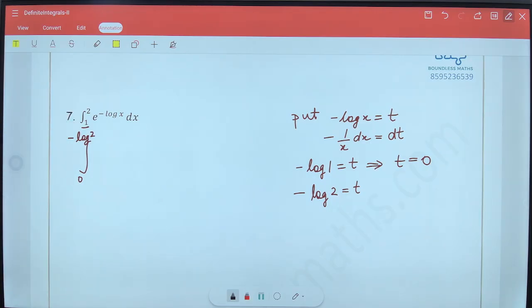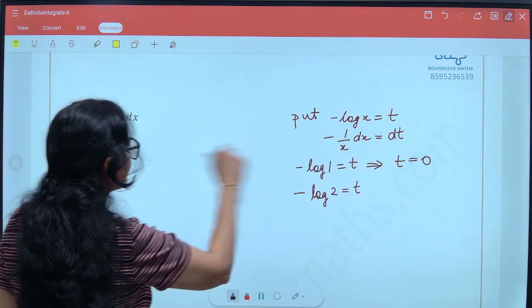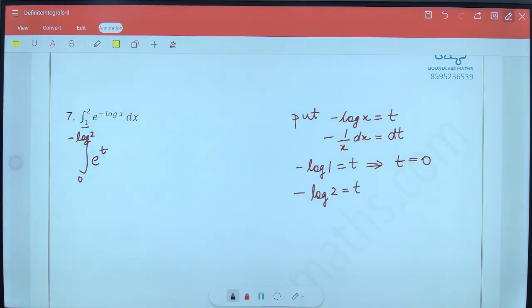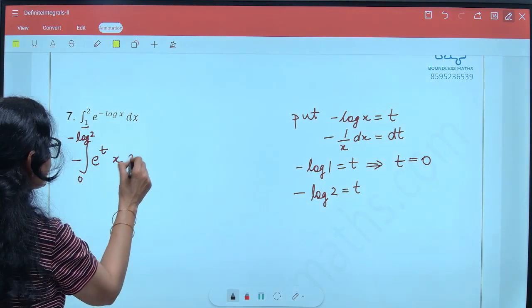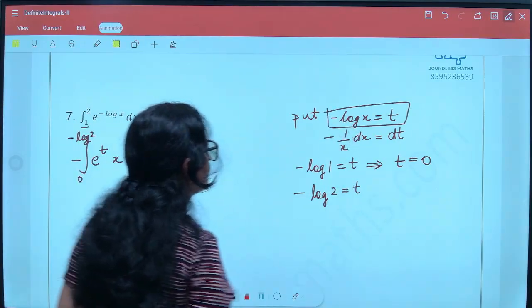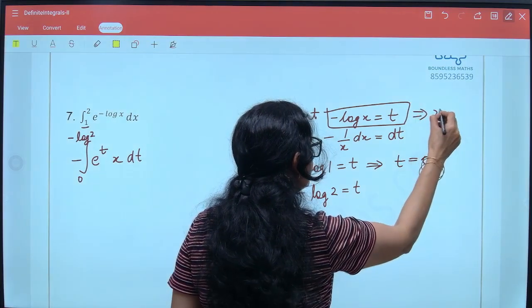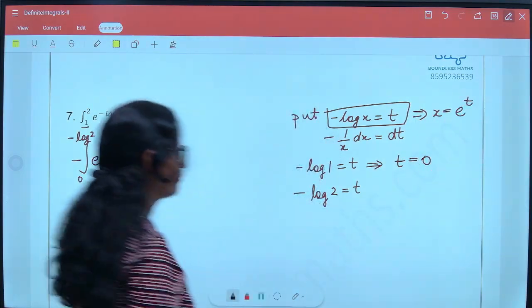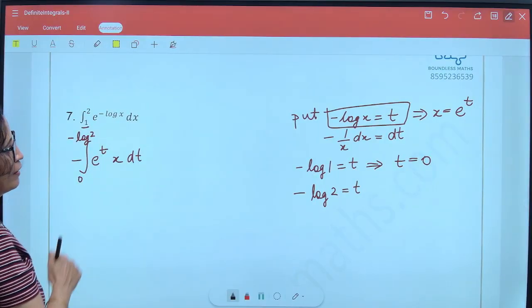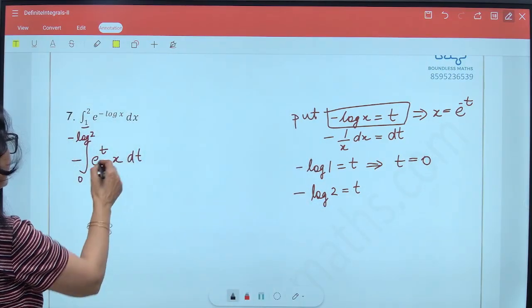Now what happens to the expression? It becomes e raised to power t and dx gets replaced by minus x into dt. Now this x also needs to be replaced. From this substitution, what we have written here is minus log x equal to t. This means x can be written as e raised to power minus t. So x is e raised to power minus t.